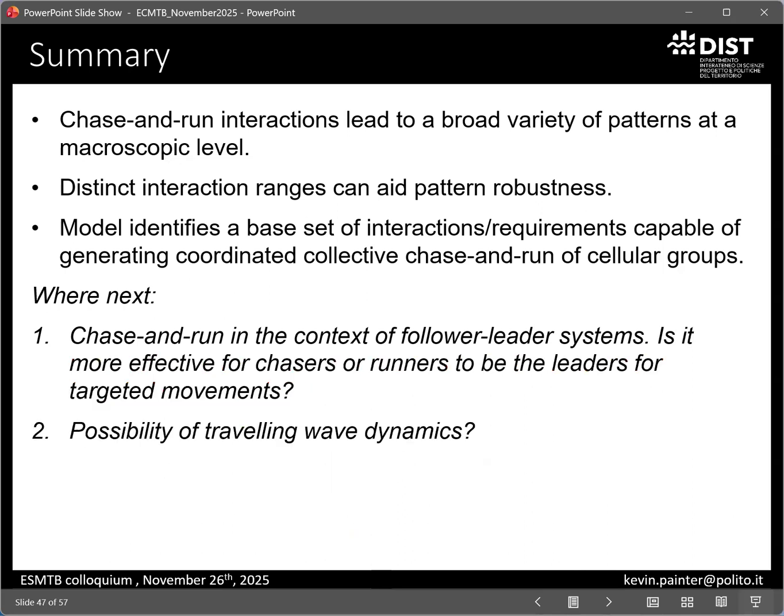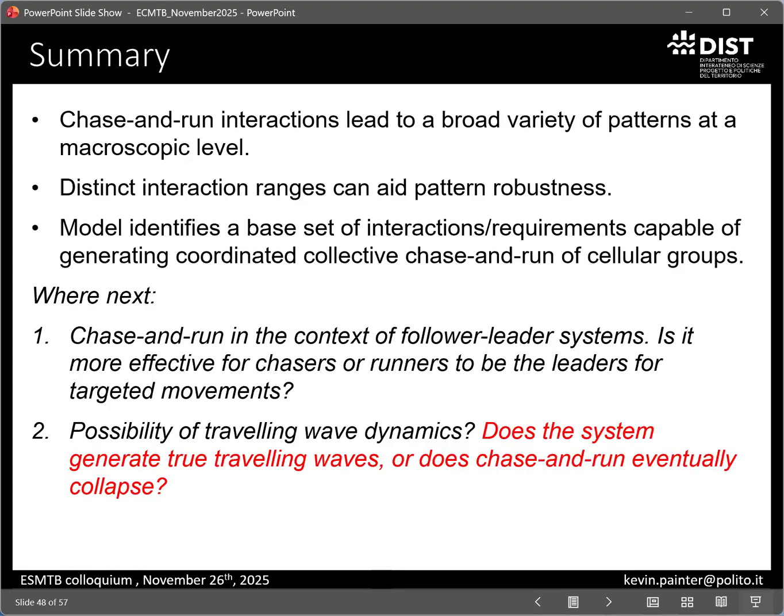Another one, of course, is to explore more of the analytical side of this situation. In particular, a key question there is whether or not we actually have traveling wave dynamics in this system. We seem to have a very robust, sustained chase and run process, but there's still the question of whether this is capable of generating true traveling waves, or whether this chase and run behavior will eventually collapse. So we're moving in either of these directions, and various other ones as well. If anybody has any interest in any of those, please do feel free to contact me.